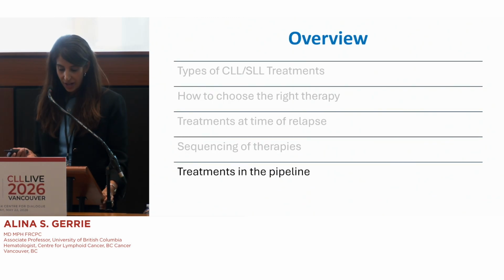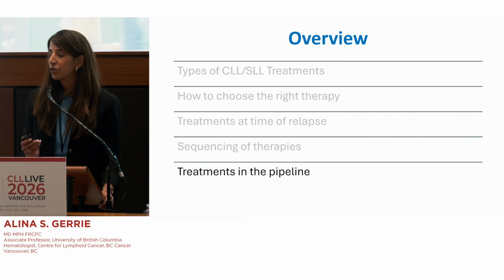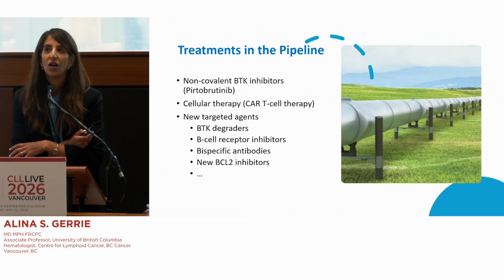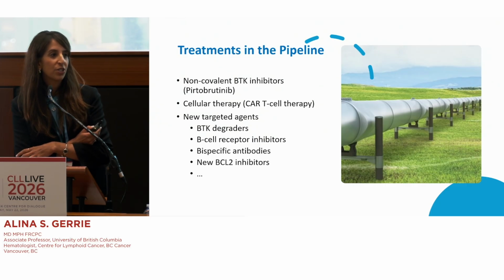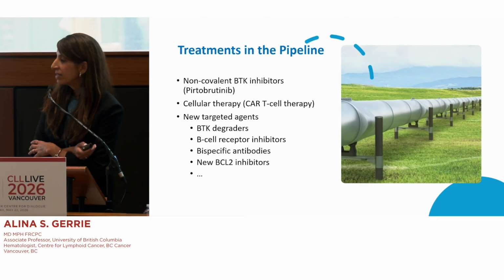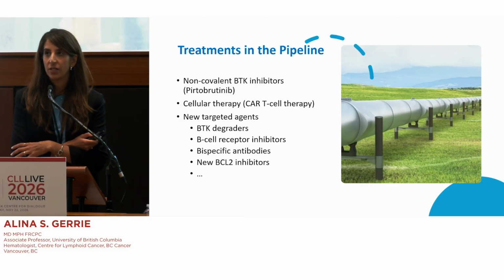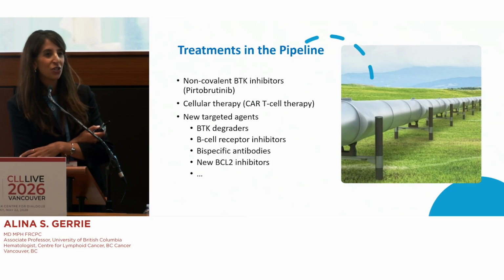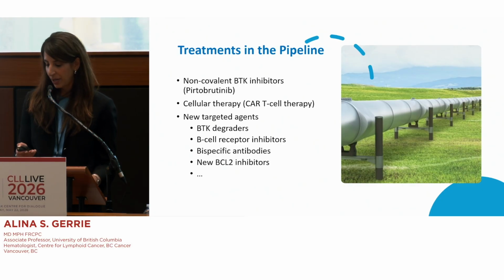So my final few minutes, I'm going to talk about treatments in the pipeline. And we have different classes. I'll speak a little bit about pirtobrutinib, which is in this non-covalent BTK inhibitor class. CAR T-cell therapy, I'll speak just briefly about, and then just to list and mention some of the new targeted agents that are coming down the pipeline.